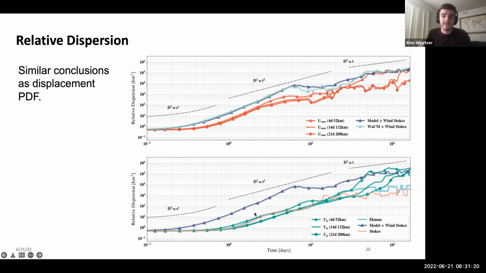Looking at this bottom pane, this is just to show the relative contribution of different components compared to the model. You can see that at the shorter timescales, all of the physics that we included, the Ekman, the geostrophic, and the Stokes drift, all have important contributions that are similar in magnitude. But as you move up into larger timescales, the geostrophic currents really take over, which is what we would expect.